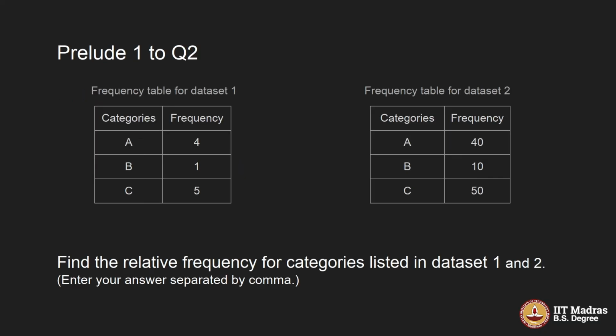Now we have question 2. We have been given two tables, the frequency table for data set 1 and the frequency table for data set 2. We have to find the relative frequency for the categories listed in data set 1 and data set 2. What is the formula of relative frequency? Frequency divided by the total frequency, right? First we will calculate the total frequency, which is 4 plus 1 plus 5, which is 10. Similarly for this one, we have 40 plus 10 plus 50, which is 100.